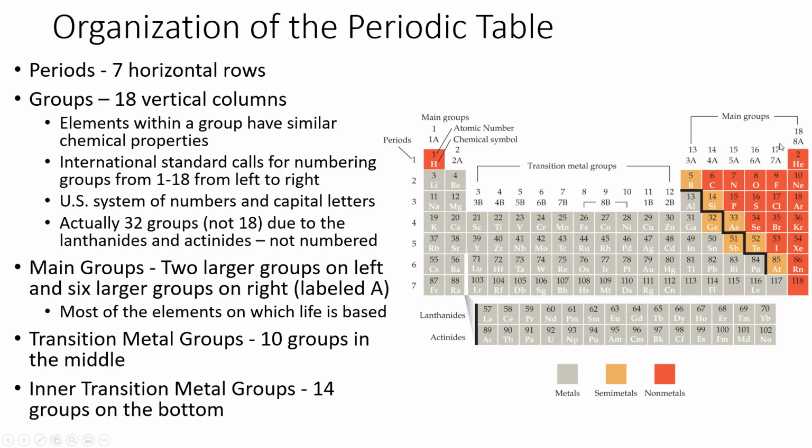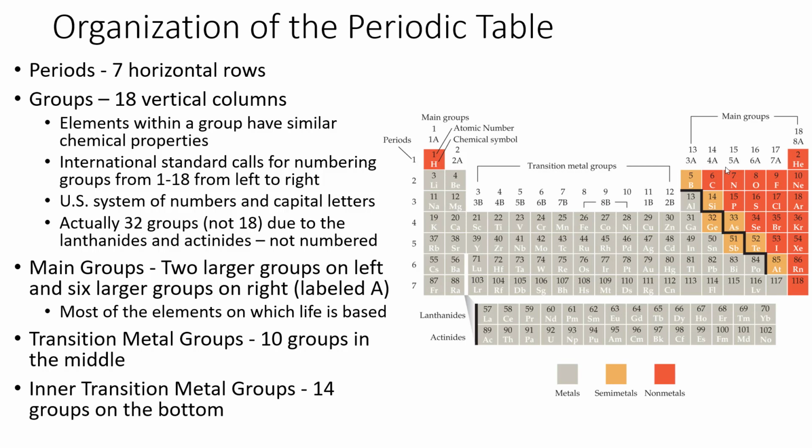Whereas the US standard of numbering uses numbers with capital letters. So we go 1A, 2A, then 3B, 4B, 5B, 6B, 7B. Then this grouping is 8B, 1B, and 2B. And then you can see we jump back to 3A, 4A, 5A, etc. So my takeaway message is that the US has really messed this up.